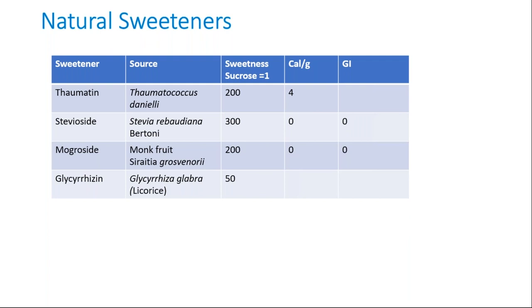And very recently, FSSAI has given draft regulations for permitting monk fruit extracts to be used as natural sweeteners. Glycyrrhizin also, which is got from the licorice plant, is about 50 times sweeter than sucrose. And an added advantage of licorice is that it has the licorice flavor, and so you don't need to add another flavor. So the sweeteners are a very important group.